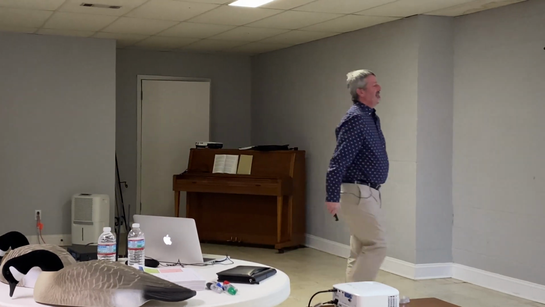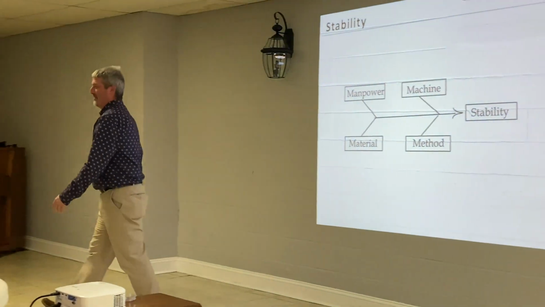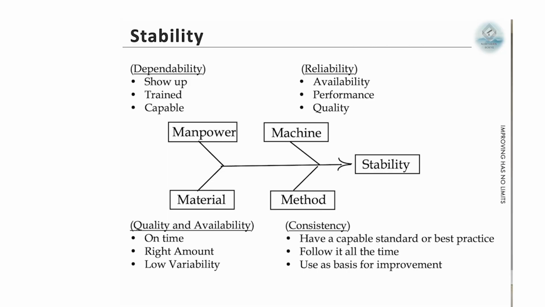Well, how about machines? What do we want our machines to do? Work. We want them to show up to work on time and actually work. Exactly. We need stability in our equipment, don't we? Yeah. How about our methods? What kind of stability do we need in our methods?